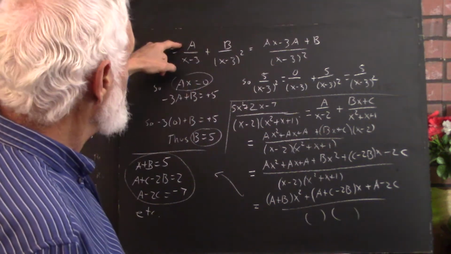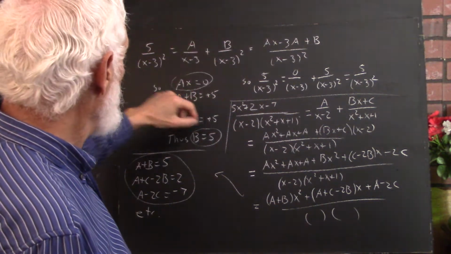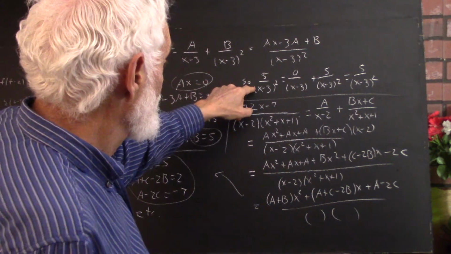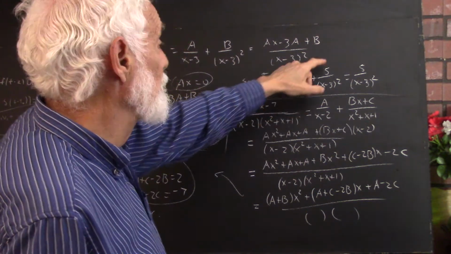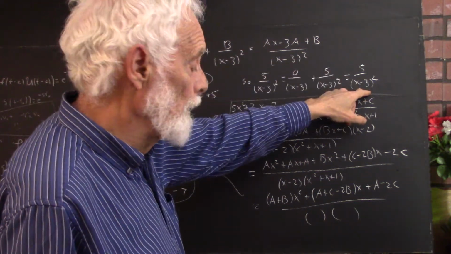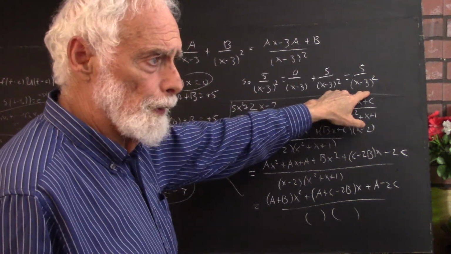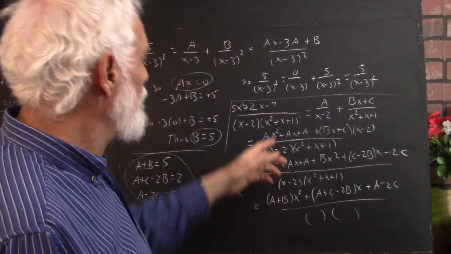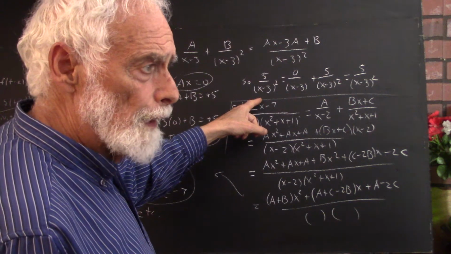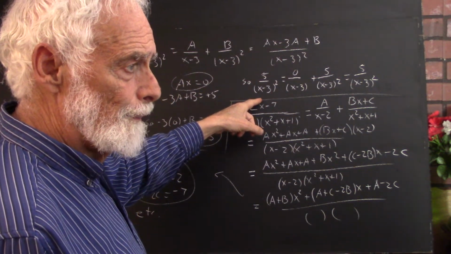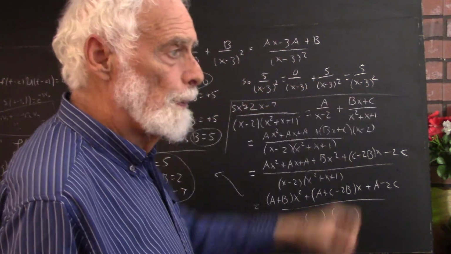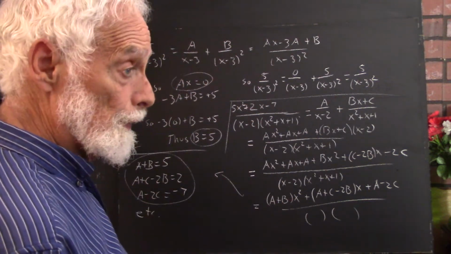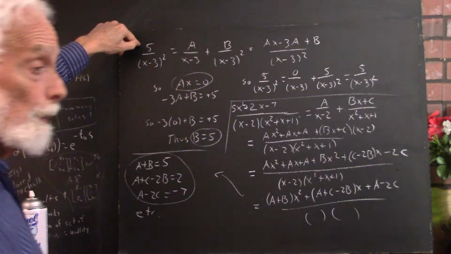So now a is 0, b is 5, and we find that 5 over (x minus 3) quantity squared will be 0 over this and 5 over this, but that's just 5 over this, which is the same thing we started with. Since we don't have two different linear factors in the denominator, there's no need to do the partial fraction. In this case, we just have a constant number in the numerator.